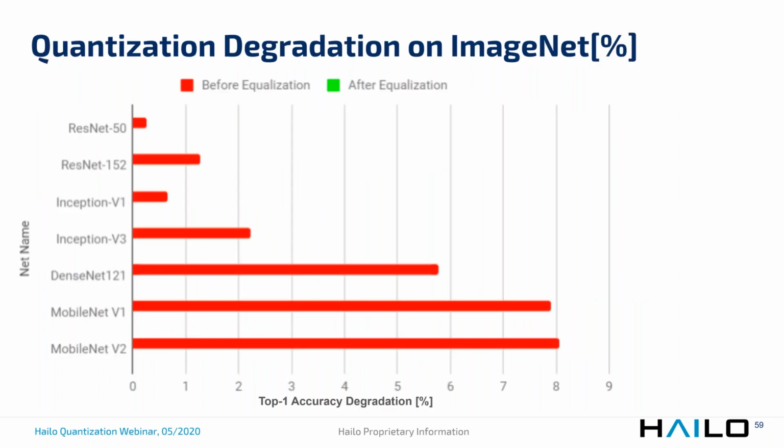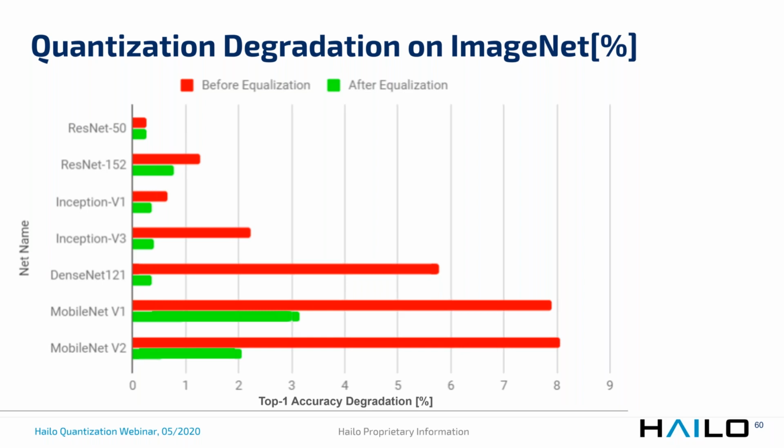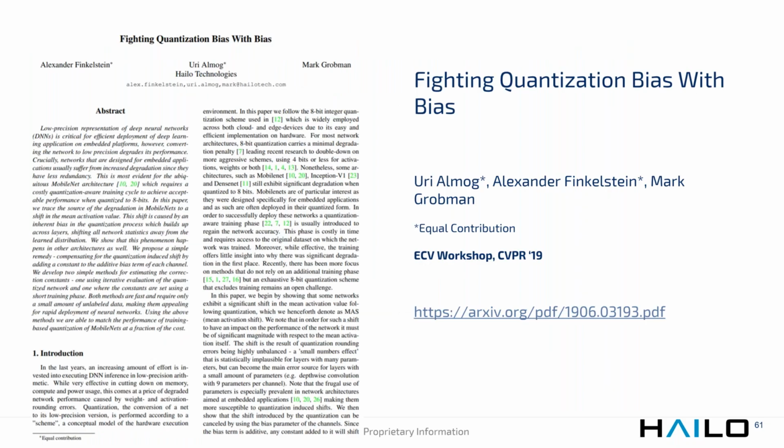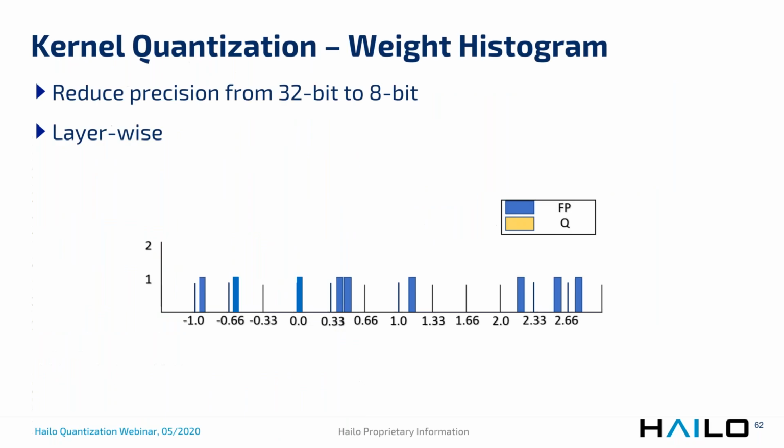Okay, so we started with our basic naive quantization scheme, and we saw that sometimes it performs well and sometimes it doesn't perform so well. So now we've introduced equalization, and we see that it solved most of our problems, but MobileNets are still not being quantized very well. So in order to quantize them, we're going to introduce another method, which we introduced and presented in the ECV workshop in CVPR 19. And this work was done jointly by Uri Almog and Alex Finkelstein. And it's a very simple idea.